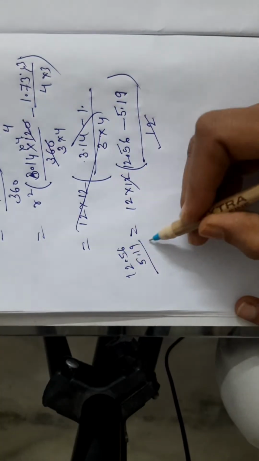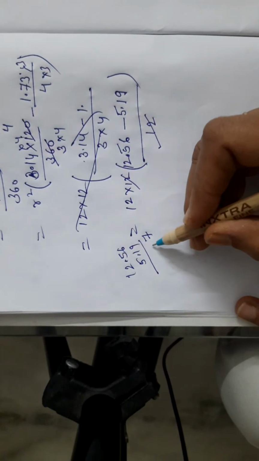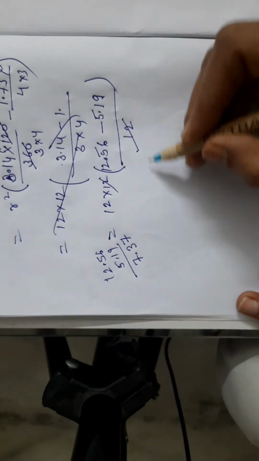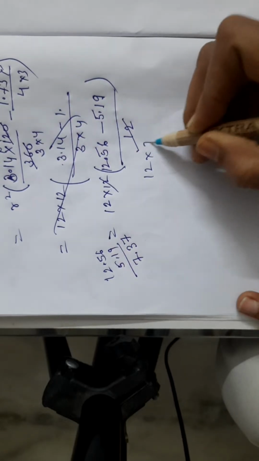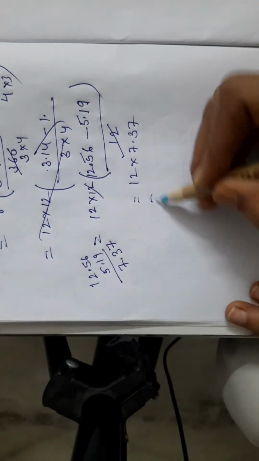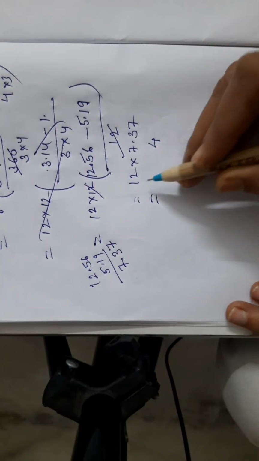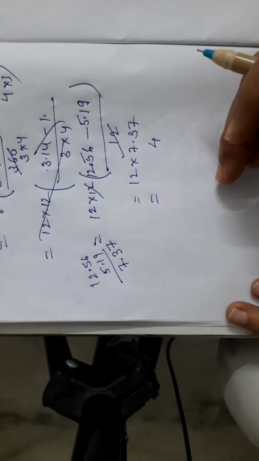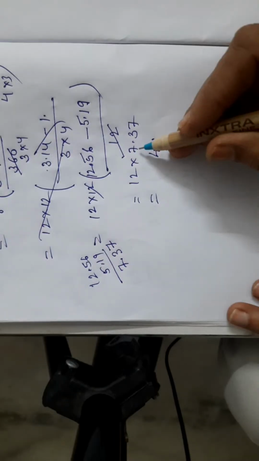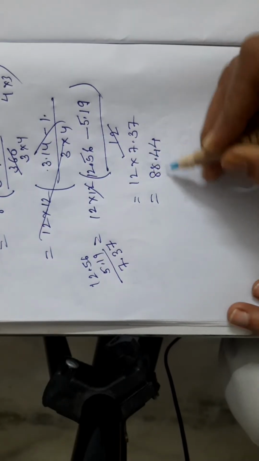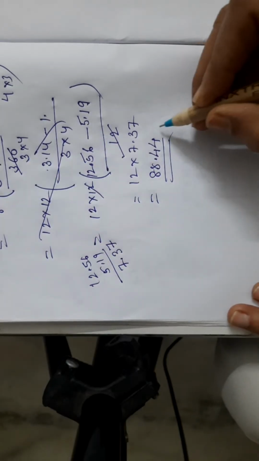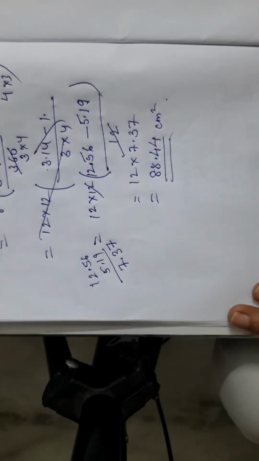12.56 minus 5.19 is 7.37. 12 multiplied by 7.37: 12 sevens are 84, 8 carry. 12 threes are 36 plus 8, 44, 4 carry. 12 sevens are 84 plus 4, 88. So the final answer is 88.44 centimeter square. This we got as the area of the minor segment.